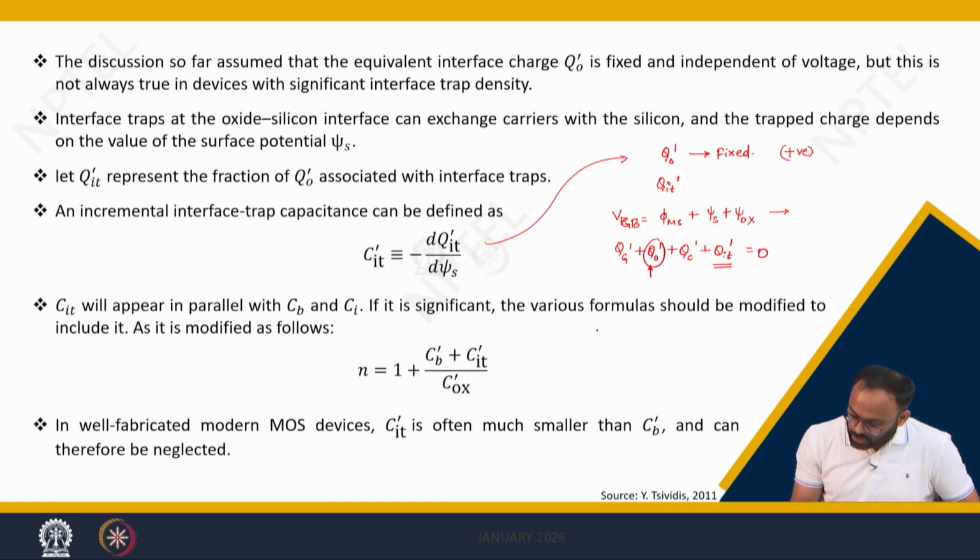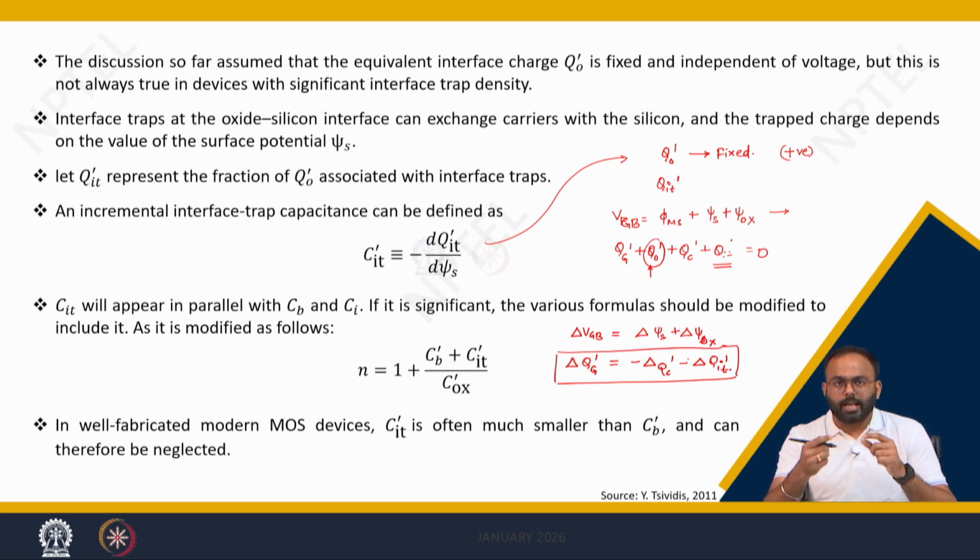So, when you are taking a change in these values, delta VGB is equal to delta of psi s plus delta of psi ox, but when you take the change in gate charge, you need to consider that trap charge will also change. Earlier, we were only considering that the change in the gate charge reflects the change in the channel charge, but you need to consider here that the change in the gate charge will reflect in the change in trap charge, because the trap charge is controlled by the applied gate voltage.